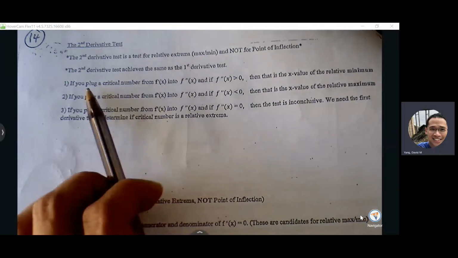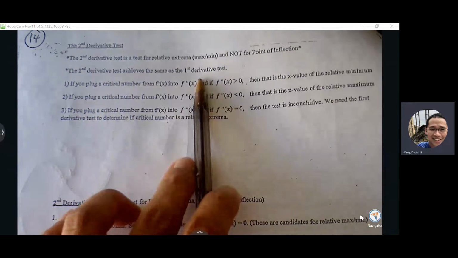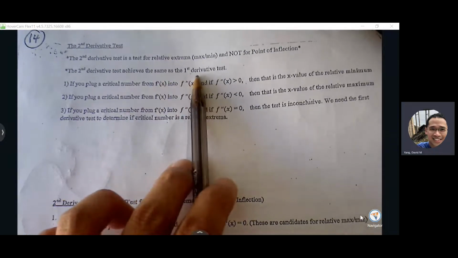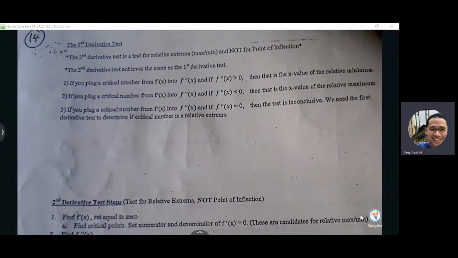And if you're thinking, wait, don't we already have that? Don't we already have the first derivative test? And we do. So the second derivative test does the same thing as the first derivative test. It just uses a different method to find the relative max, relative min. And as you can guess, it's using the second derivative function to help us get there. Okay.